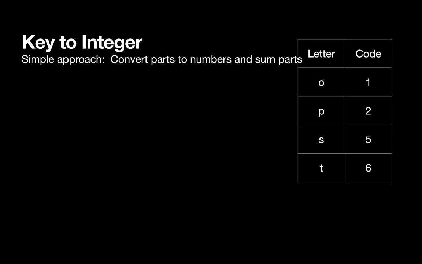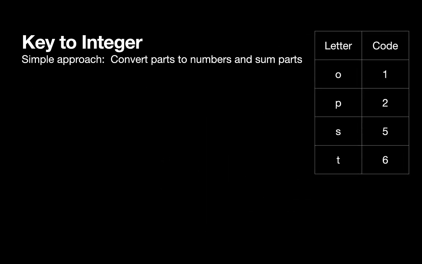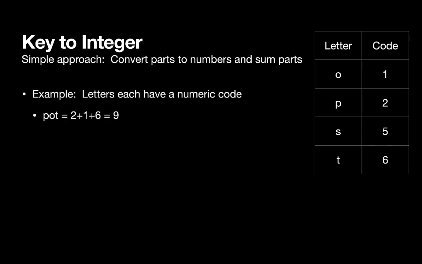Okay, so let's go ahead and use that to convert some words using the sum of parts. So let's think about the word pot, P-O-T. P has a value of 2, O has a value of 1, T has a value of 6, add them all together, and we come up with 9. Okay, let's do a couple more examples. So pots: we would start off with our 2, 1, and 6 from pot, and then we would add the 5 onto it for the S and come up with a total of 14.